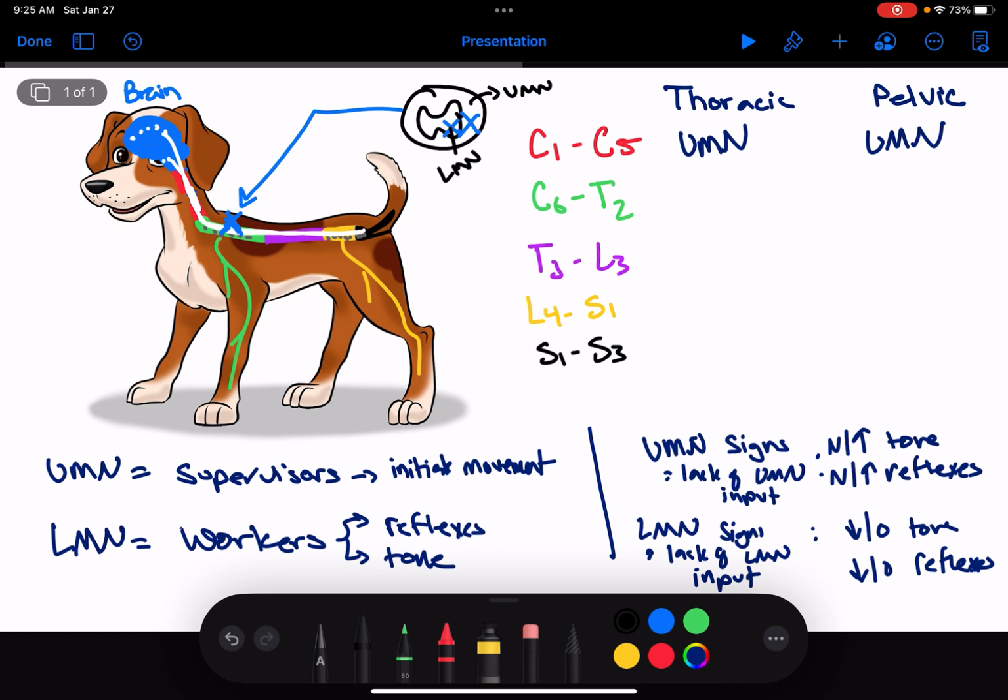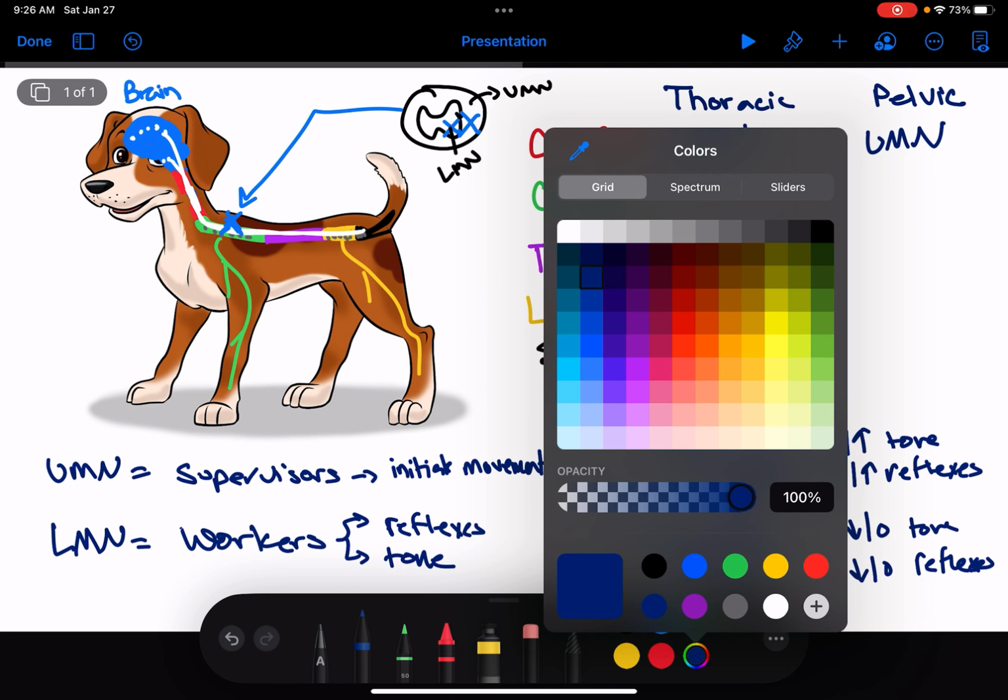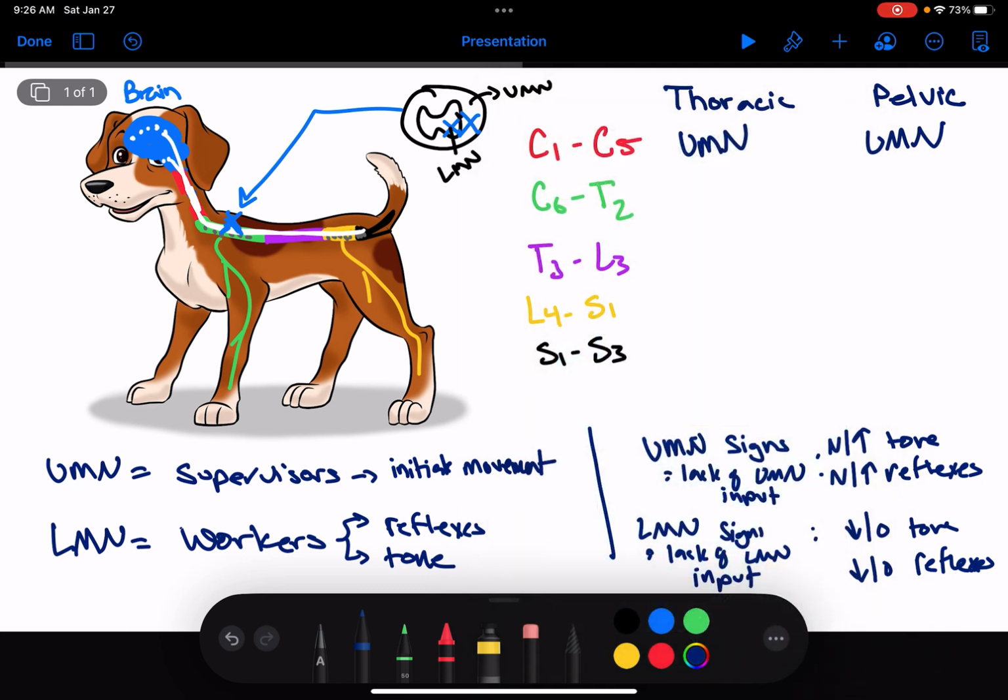But really the big takeaway is that often when we're talking about just general terms, a lesion at C6-T2, and if it's affecting the vast majority of the cord, it's going to affect both the lower motor neuron and upper motor neuron systems. And so when we think about the limbs at C6-T2, let's think about the thoracic limb. C6-T2 is where I keep lower motor neurons to the thoracic limb. If I have a lesion there, that means I'm going to damage the lower motor neurons, and I'm going to have lower motor neuron signs at the thoracic limb.